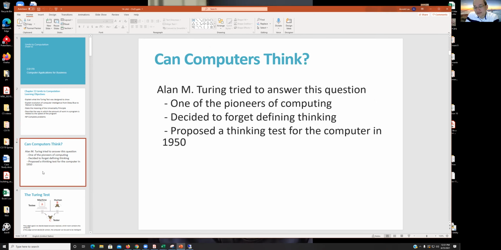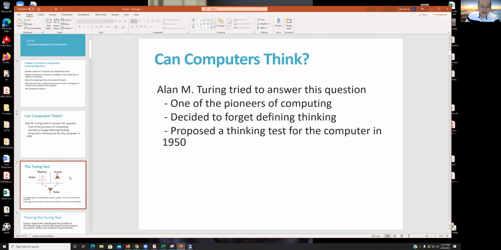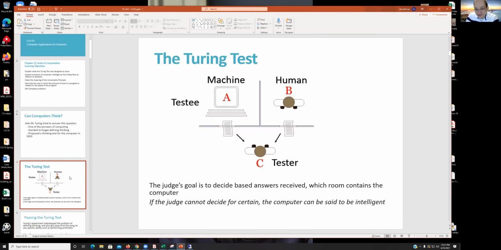All right. So here's the idea about computer intelligence. One of the early things that came up in this area was this idea of the Turing test. This right here, the Turing test.